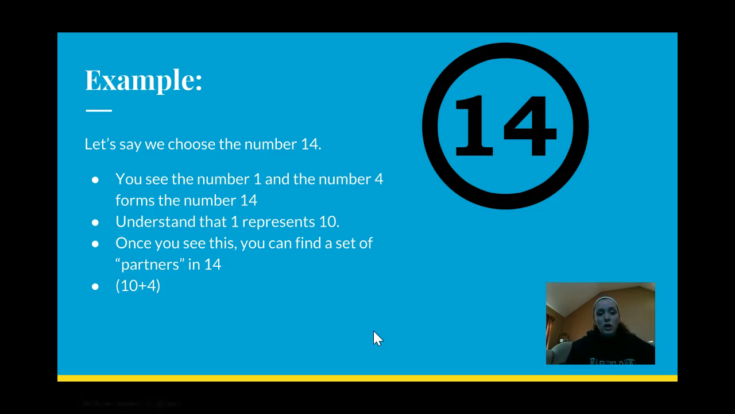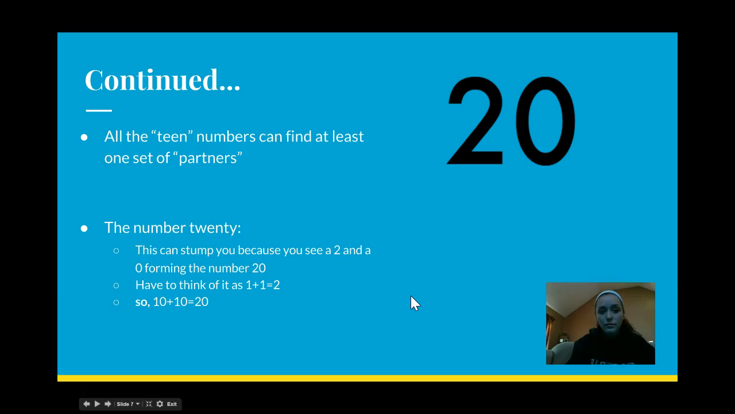So an example, let's say we chose the number 14. You see the number 1 and the number 4 forms the number 14. So we understand that 1 represents 10. So 10 plus 4. That's one set of partners that you see in 14. All the teen numbers can find at least one set of partners, which is the 10, and then another number, but 20 can get people stumped sometimes.